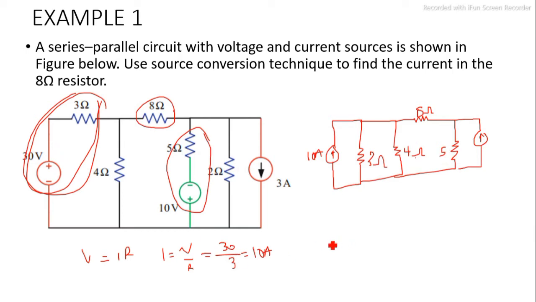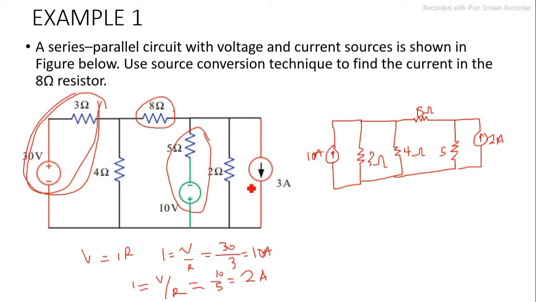So now what will be our current? Our current will be equal to what? I equals V over R again. The voltage source divided by the resistance. What's the voltage source? That's 10 divided by 5. What's 10 divided by 5? That's 2 amps. So that means the current flowing here will be 2 amps. So let's convert this also.